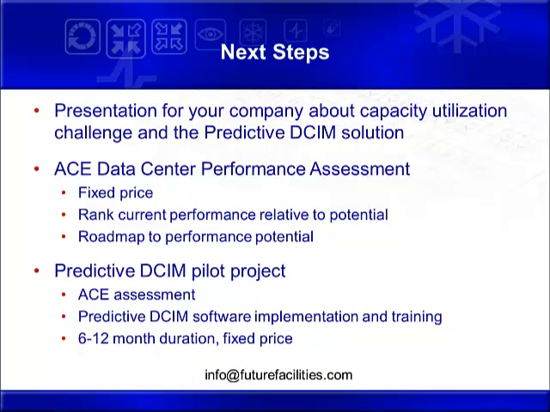A third option is a pilot project for implementing predictive DCIM. This is also a fixed price project that starts with an ACE assessment and continues with a full implementation of predictive DCIM for maybe 1 or 2 data centers. This project will deliver value for the data centers that are involved in terms of energy and capacity savings. Also, implementation issues are solved so that a rollout to other data centers is as effective as possible.